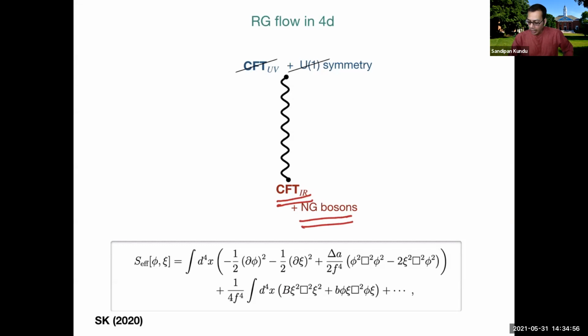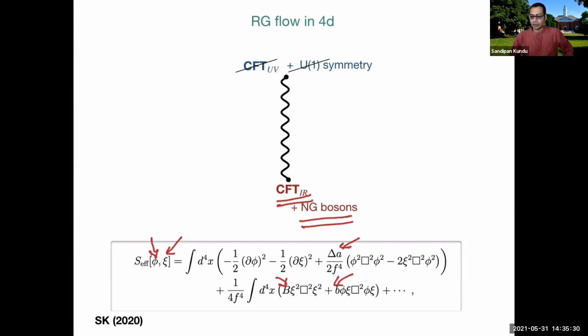And these RG flows are equivalently described in terms of dynamics of these number-Goldstone bosons. So this phi is the Goldstone mode associated with conformal symmetry breaking, and this is the axion associated with U(1) symmetry breaking. And the effective field theory of these Goldstone bosons is completely fixed by symmetry. So there are only 3 coupling constants, and the form of the effective action is completely fixed.